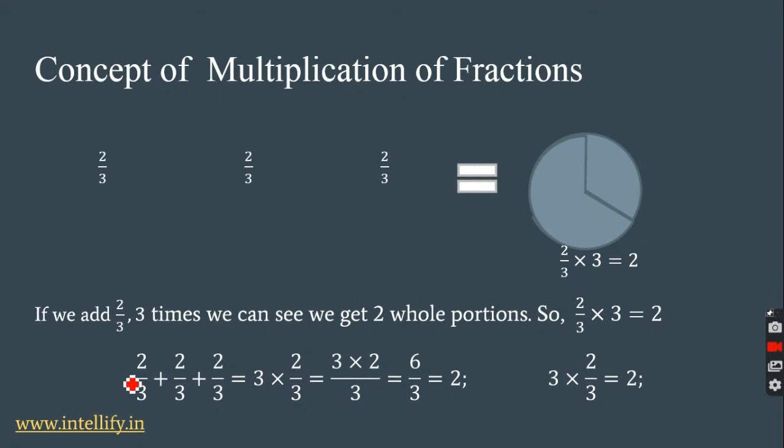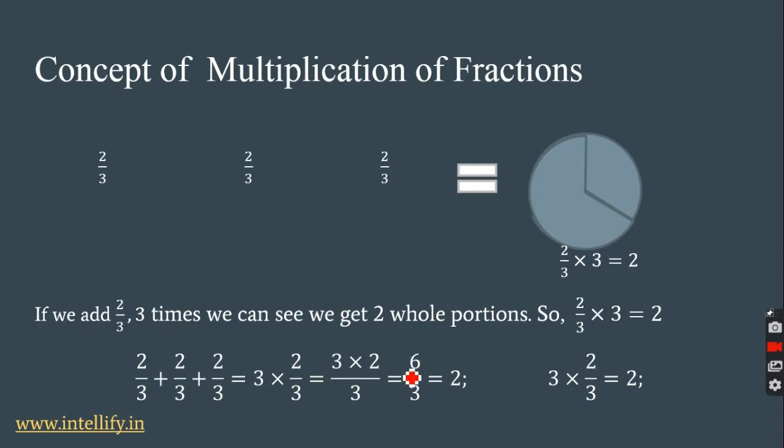Let us again see the mathematical approach. Adding 2/3 3 times basically means 3 into 2/3. The whole number is again multiplied with the numerator, and remember multiplication happens between the numerators. So 3 into 2 is 6, so we get 6/3.